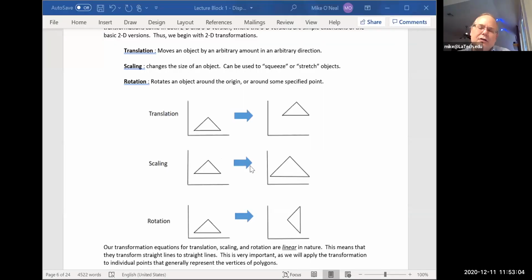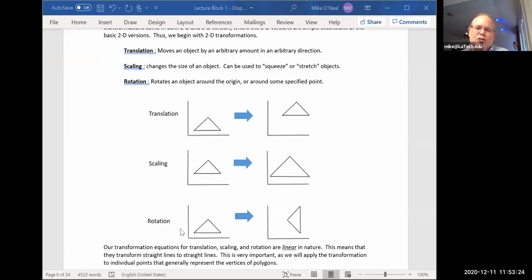There's a detail here that I'm skipping over and that we'll talk about in a bit, and that is that scaling can also have a side effect of causing translation. I'm not showing that here, but we'll see that in a minute.